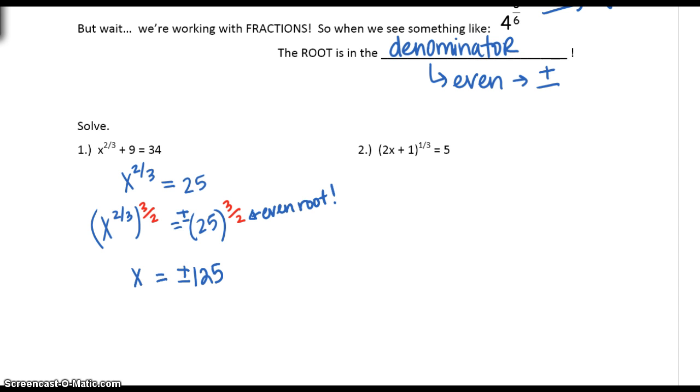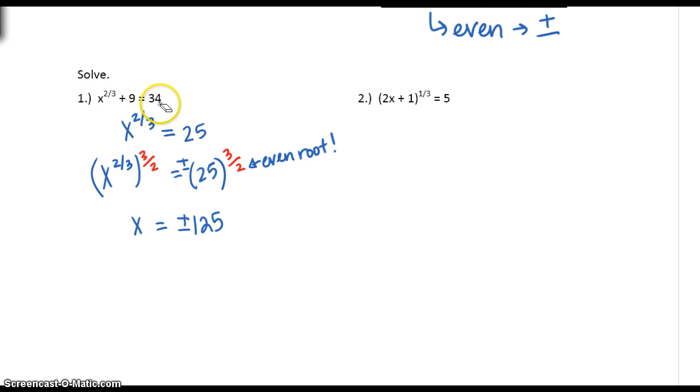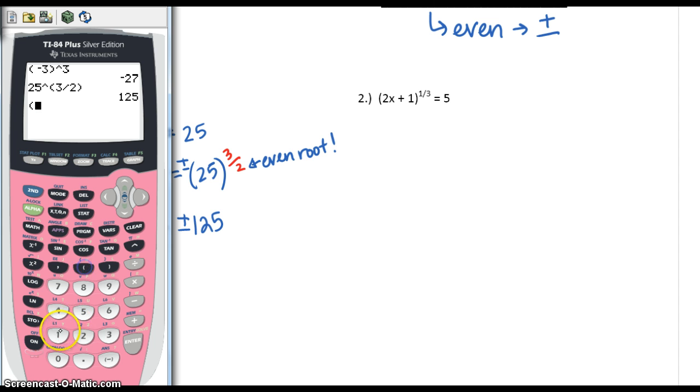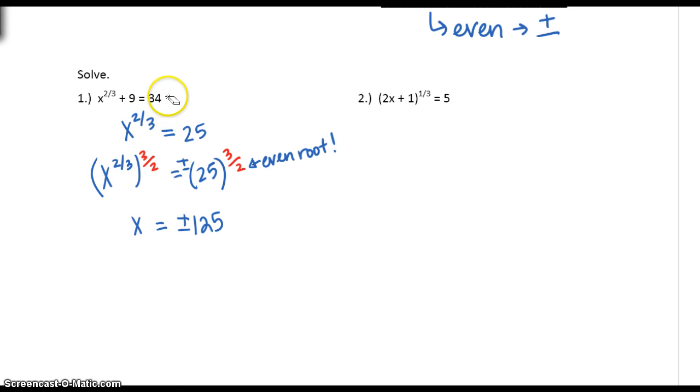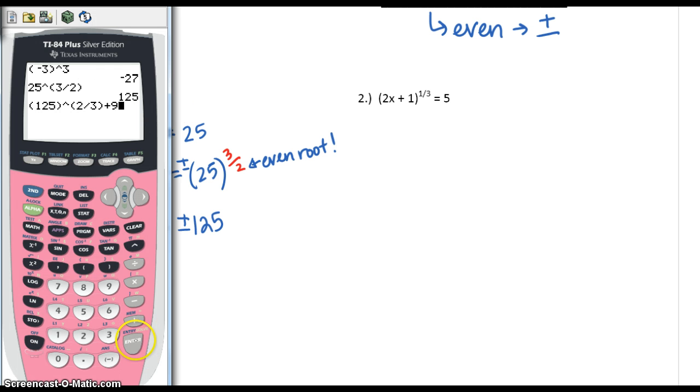Now, remember what I said. You have to check your answer, and it doesn't have to be anything tedious. See this original equation here? I'm going to check the positive 125 in the original equation. So we've got 125 to the, was it 2/3 there? Yeah. To the 2/3 plus 9. Now, that should give me 34. If it gives me 34, we're all good. Boom. It gave me 34.